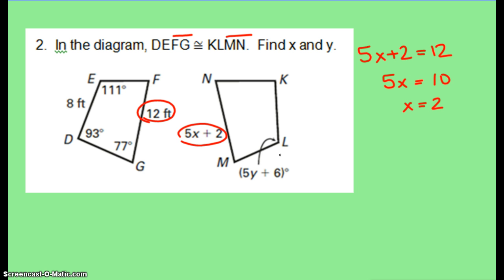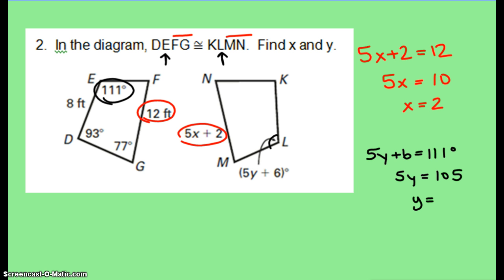Now, y is angle L. Angle L corresponds to angle E. So we take 5y plus 6 and set it equal to 110 degrees. Okay, by subtracting 6 from both sides, we get 5y equals 105. Then by dividing both sides by 5, we get that y is 21.